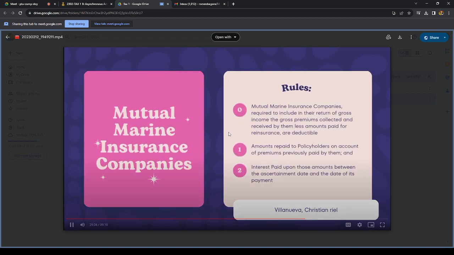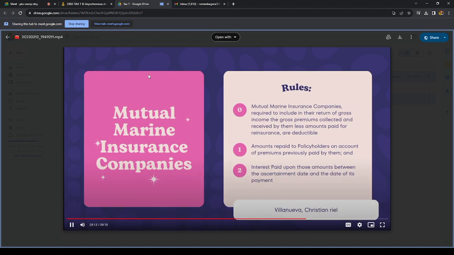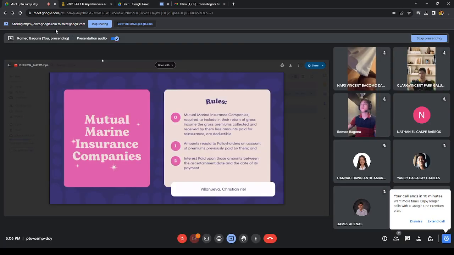Mutual marine insurance companies required to include in their return of gross income the gross premiums collected and received by them less amounts paid for reinsurance are entitled to deduct from gross income. Rule 1. Amount repaid to the policyholders on account of premiums previously paid by them, and interest paid upon those amounts between the ascertainment date and the date of its payment. You can see it in Section 37C and IRC Section 128.